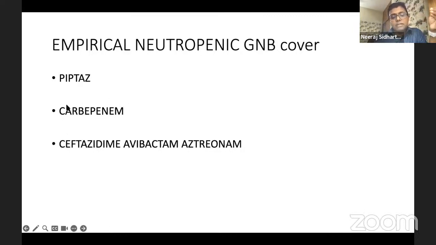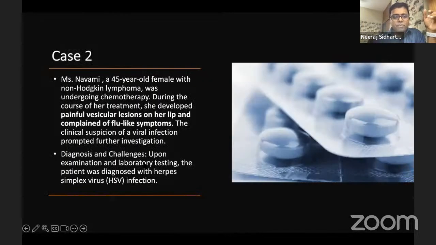So we anyway start with the carbapenem and have a low threshold of escalation to ceftazidime-avibactam and aztreonam. So if the patient is clinically unstable, having hypotension or hypoxia, then the antibiotic would be ceftazidime-avibactam plus aztreonam combination. So it's very simple now, the 3-tier of antibiotics for a GNB cover.